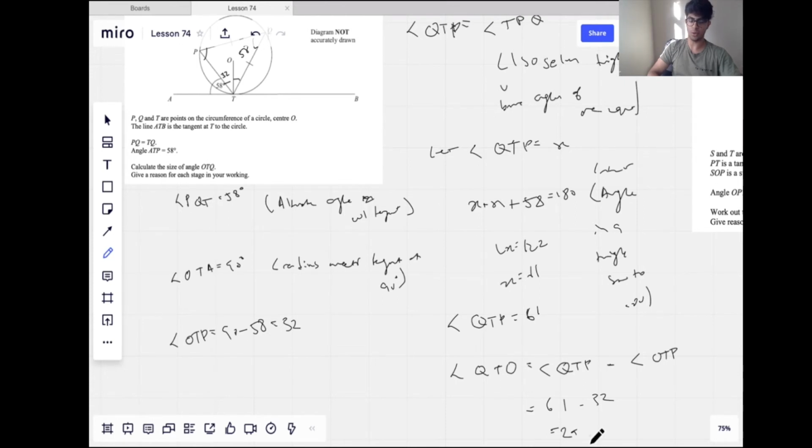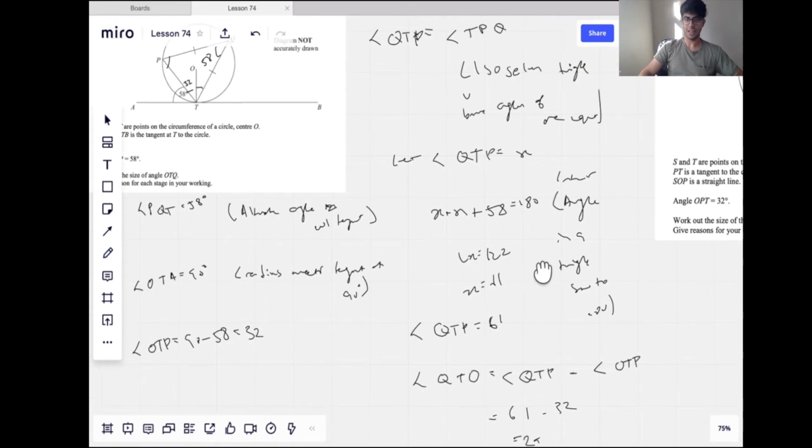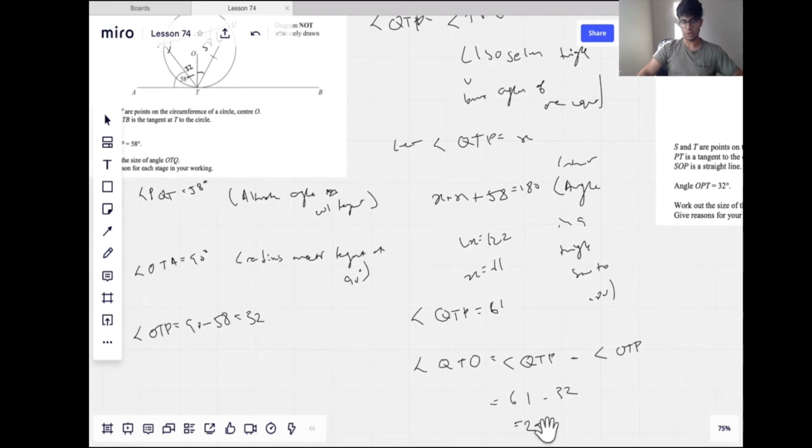It's worthwhile checking your answer with a calculator if you've got a bit of time, and that's indeed the case. But in fact, I think I made a mistake up here. 180 minus 58. No, I don't actually. I thought I made a mistake for a second. So this is our answer, 29 degrees. And there we go.